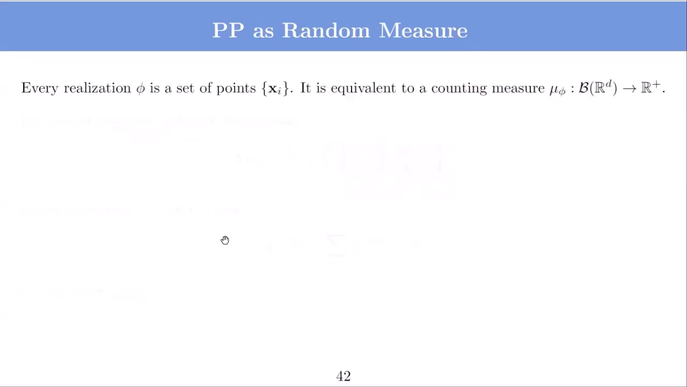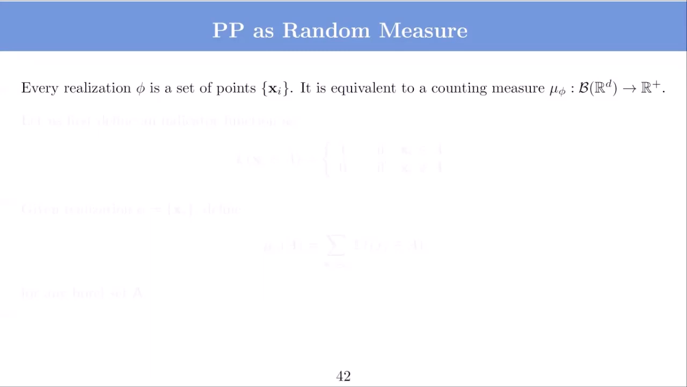Now I want to say that a point process can be seen as a random measure. Before starting that, I will first prove that every realization of a point process is a measure. Then I will say that the set of all points is a random measure. So the point process itself is a random measure, which is a random collection of these points. First we'll show that each realization of the point process is a measure.